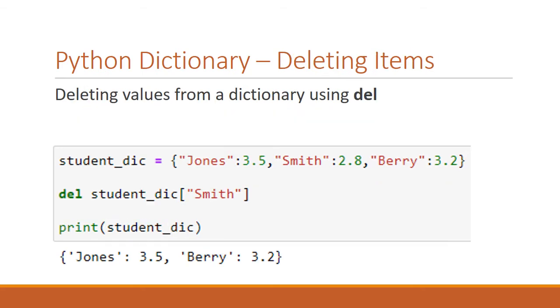We can use del to delete an item from the dictionary by specifying the dictionary's key. So in this example, we have our student dictionary. We want to delete Smith from the dictionary. We say del, the name of our dictionary, which is student_dic, square bracket, and the key, which is Smith. So we're saying delete the item with the key of Smith from our dictionary. When we print our dictionary, we see now we only have 2 items in our dictionary, Jones and Barry, with their associated grade point average.